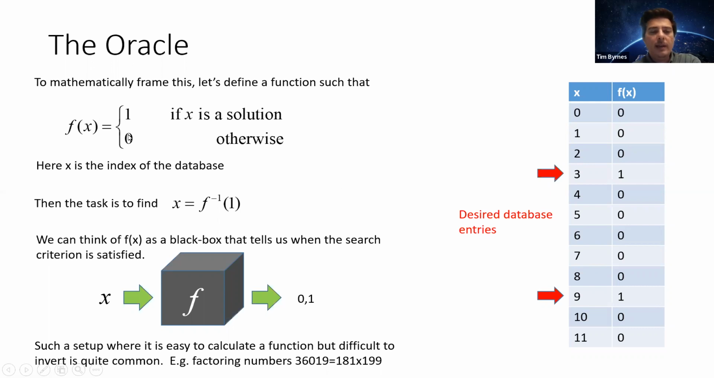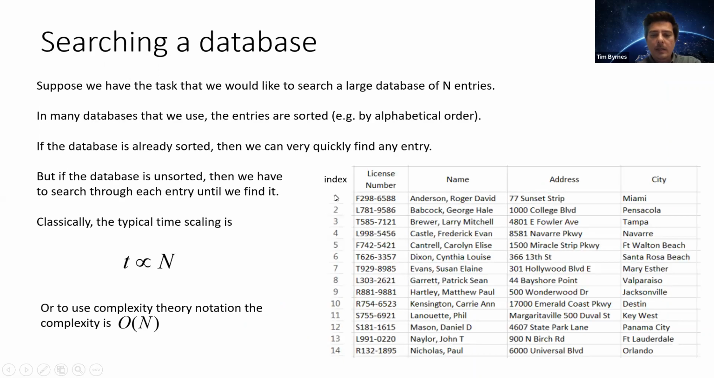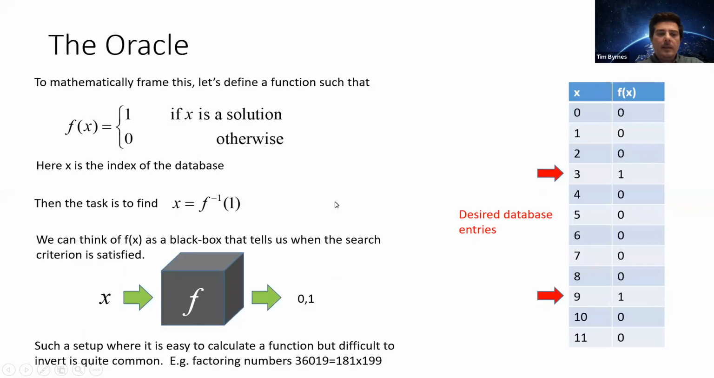It has ones and zeros as the output. x is the index. So here we've got the index number, and we're just going to label each of these entries by a number like this. And then f of x is basically something that tells you whether that's a solution. It's just a marker to say whether this is the thing that you're looking for or it's not the thing that you're looking for.